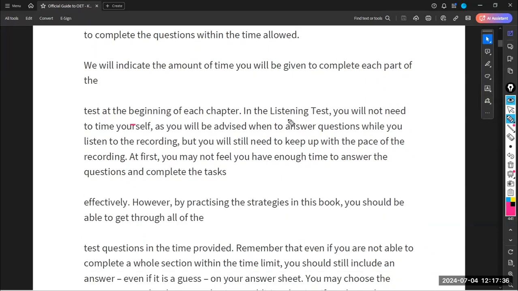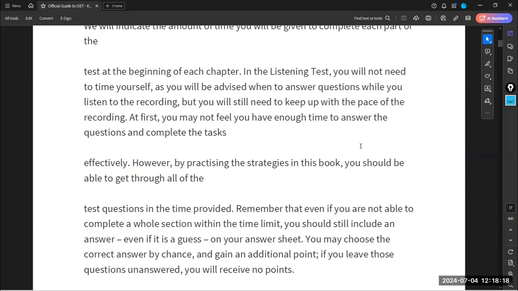Okay. In the listening test, Joel, you don't have to divide your time, because you will notice that while filling the gaps, or maybe choosing the correct multiple choice, you will be advised when answering the questions, because you have to listen and answer at the same time. But absolutely, you have to be careful, because time is really important, not only in speaking, but also with the 4 skills.